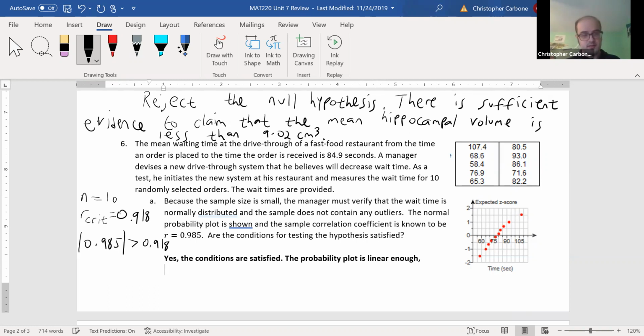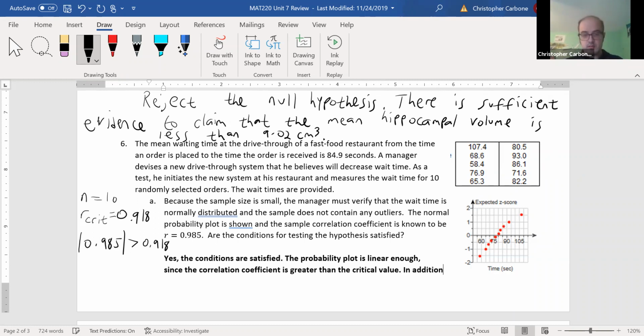The probability plot is linear enough. By the way, when I say linear enough, I should make note very quickly that this is pretty much a straight line. There's a little bit of variation here at the end, but most of these data points are indeed in a straight line. That's what linear enough means. Since the correlation coefficient is greater than the critical value, and again, that was from what we just found a few moments ago based on that critical number table.